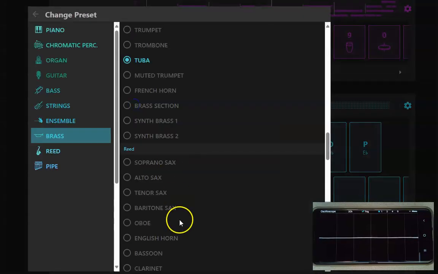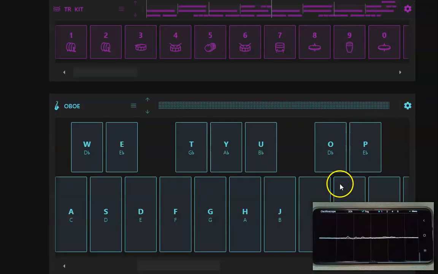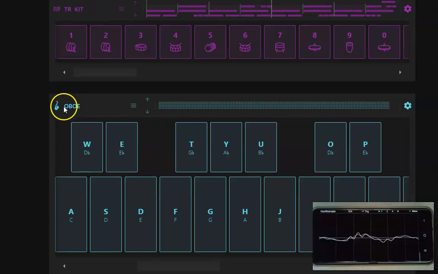Tuba, oboe. Kind of a fun website. These are all periodic waveforms, but they're not sine waves.